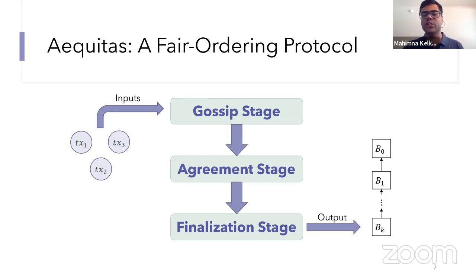The finalization stage requires no extra communication, and all of the computation can be done locally. Intuitively, this is because all the data that's needed to compute the final ordering is agreed upon in the previous two stages.